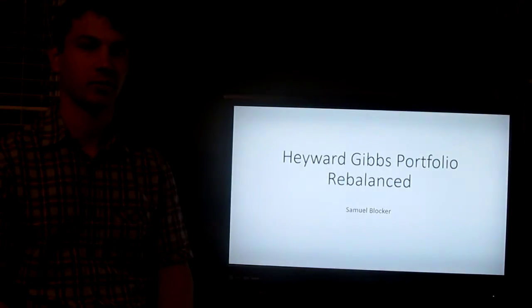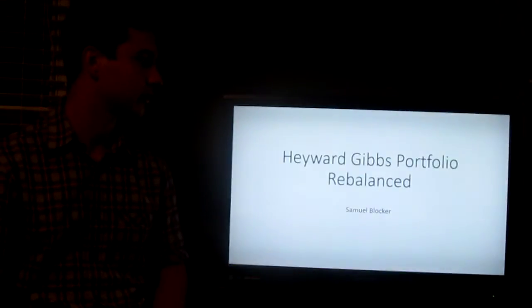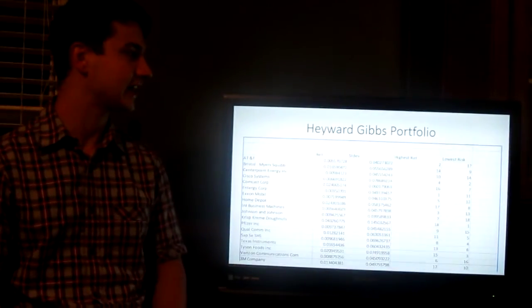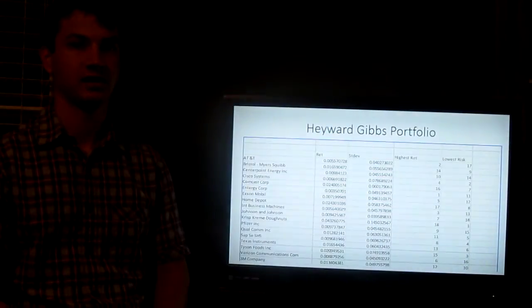Hello, my name is Samuel Blocker, and this is my attempt to rebalance the Heyward Gibbs portfolio. I was assigned the task to rebalance this portfolio to see the highest amount of return I can get for the lowest amount of risk. To begin, I was just given the number of shares of each of the 18 stocks in the portfolio.